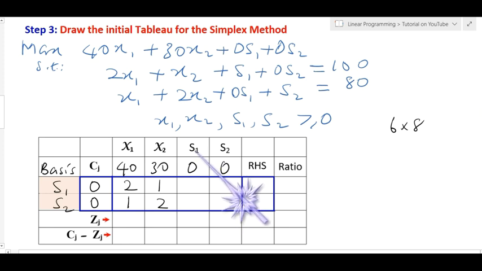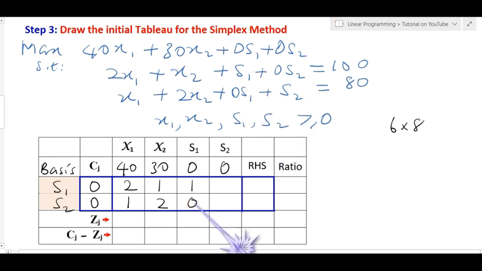Then S1. What's the coefficient of S1? In this first row, this is the first constraint, and this is the second constraint. That's called the A matrix. This point here, 2, like this. This is the A matrix. So let's continue. S1, in the first constraint, what's the coefficient? It is 1. Put it there, 1. In the second constraint, what's the coefficient? 0.